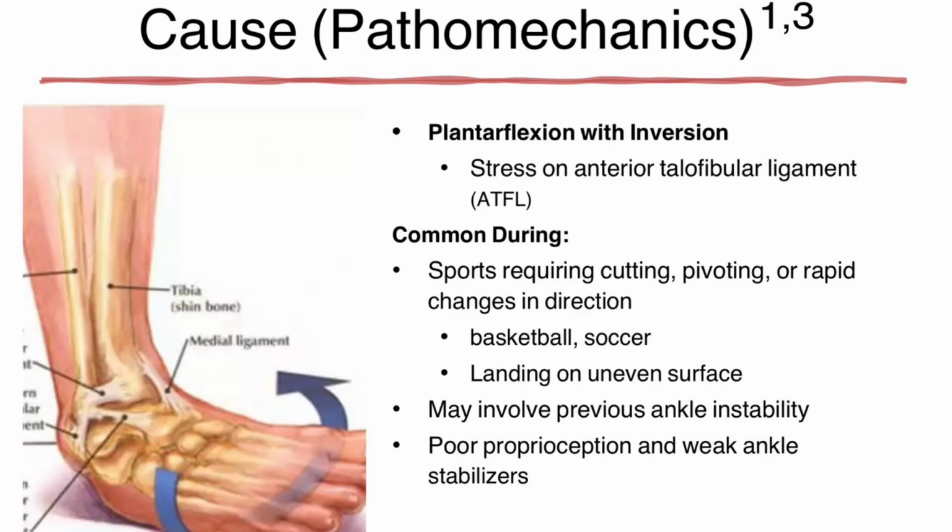Individuals who have experienced previous ankle sprains or have chronic ankle instability are also more susceptible to this injury. The weakened ligaments from past injuries make the ankle less stable and more prone to re-injury. And then you have poor proprioception, the body's awareness of joint positioning, which can make it harder to respond quickly to unstable movements, increasing risk of sprain. Additionally, weak ankle stabilizing muscles like the peroneals can reduce the ankle's ability to control sudden movements and protect the ligaments.